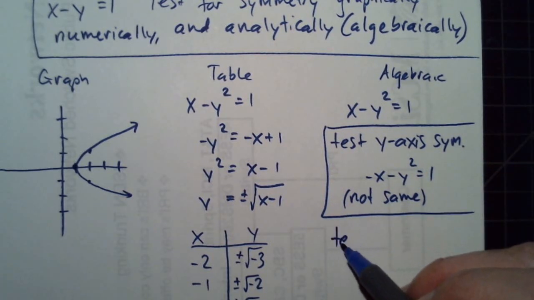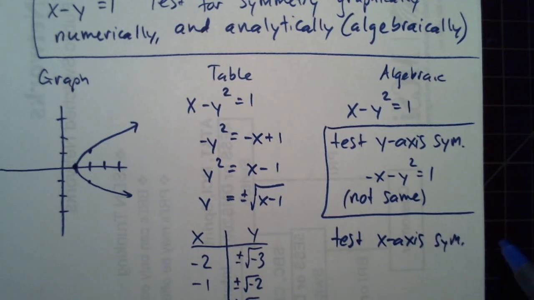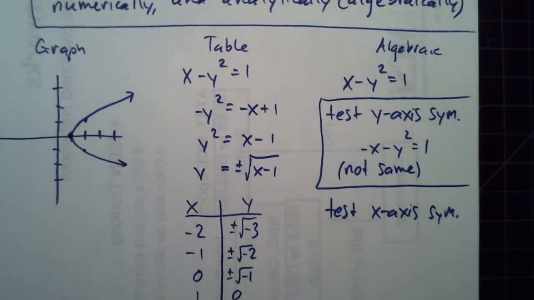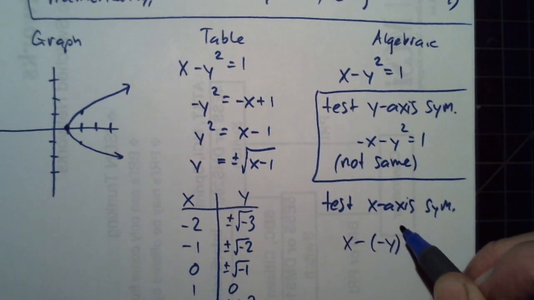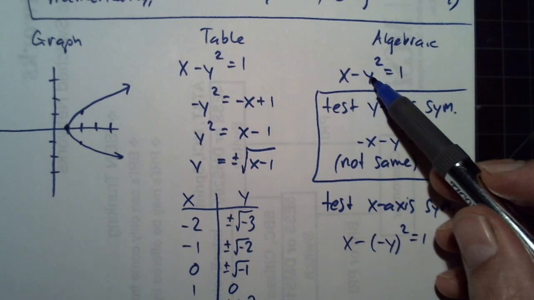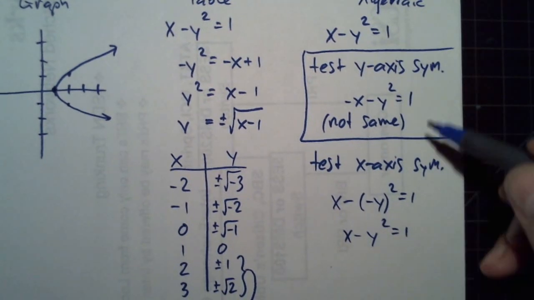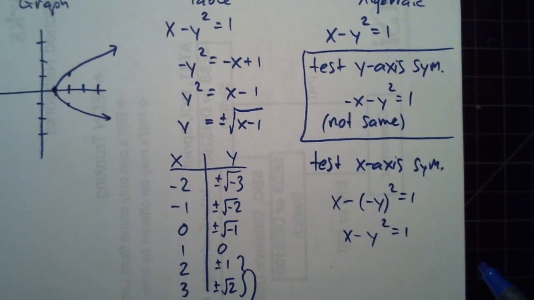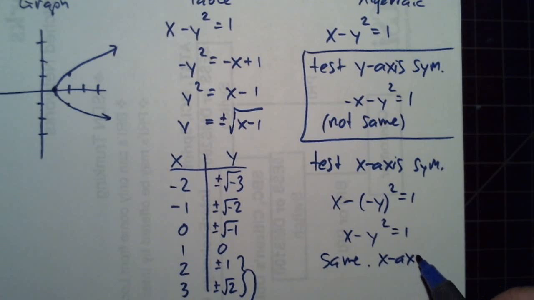Now let's test x-axis symmetry, and we'll change the sign of the y and see if we get the same equation. So replace the y with a negative y, simplify it, x minus y squared. So it's the same as the original, and that means we have x-axis symmetry.